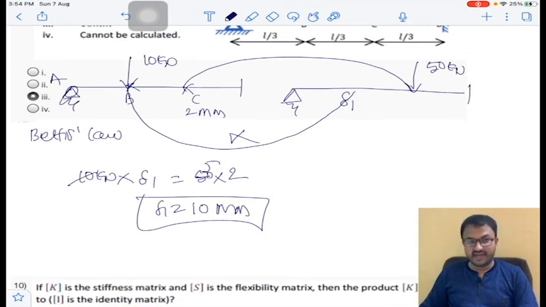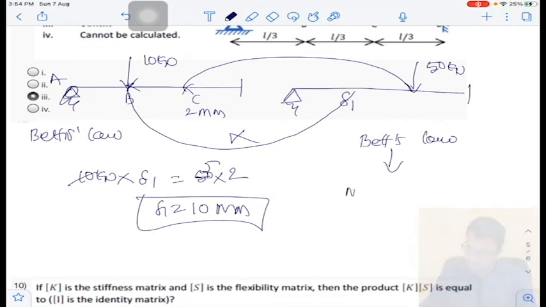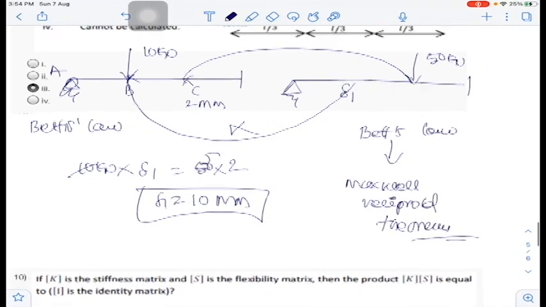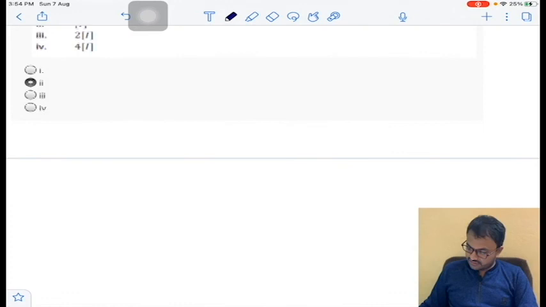This is an application of Betti's law. So that is the law here, it is called Betti's law. This Betti's law is an extension of Maxwell reciprocal theorem. Maxwell reciprocal theorem. So this is the last question.